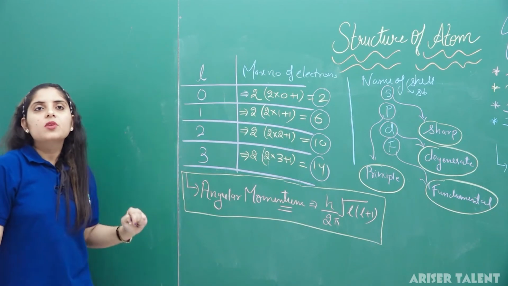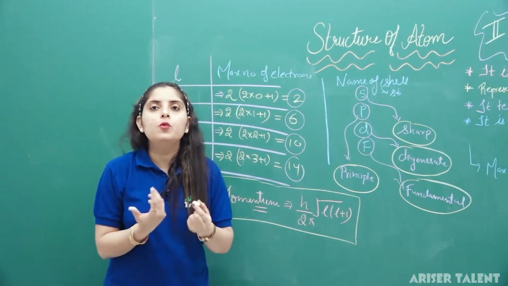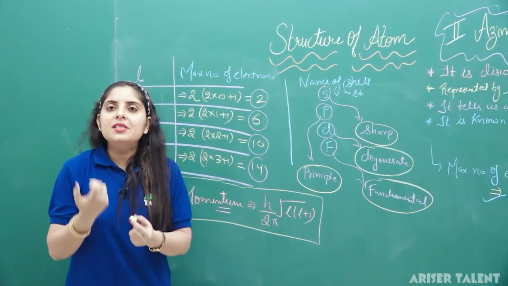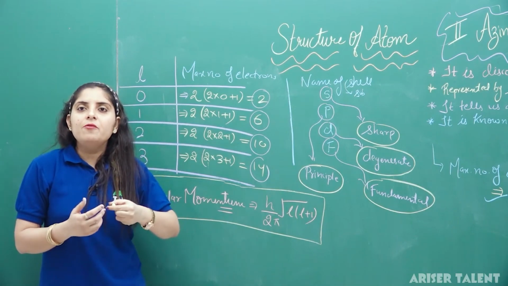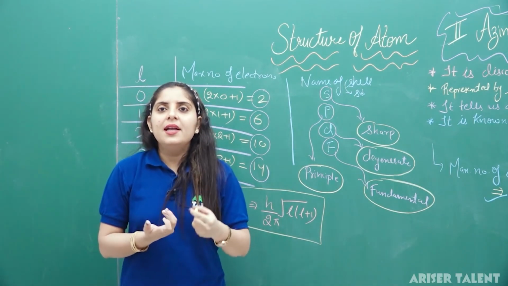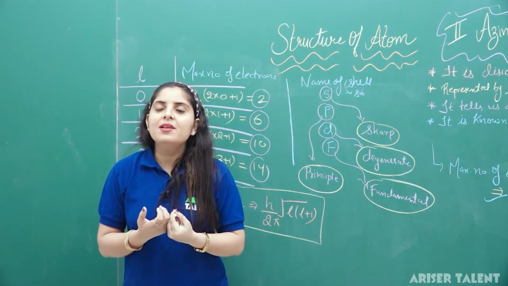So students, today in our lecture we have discussed the set of two quantum numbers, that is principal quantum number and azimuthal quantum number. Now we are left with two more quantum numbers, that is spin quantum number and magnetic quantum number, which will be discussed in our next class.